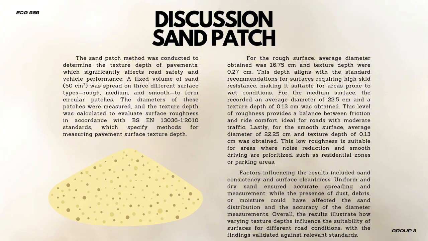wet conditions. For the medium surface of pavement, the recorded diameter obtained was 22.5 cm and a texture depth of 0.13 cm. So from this data and analysis, the level of roughness indicates a balance between friction and ride comfort that is ideal for roads with moderate traffic.